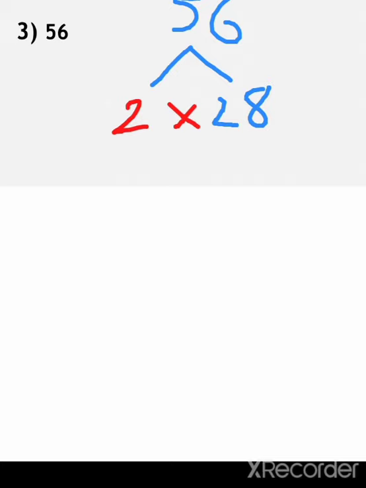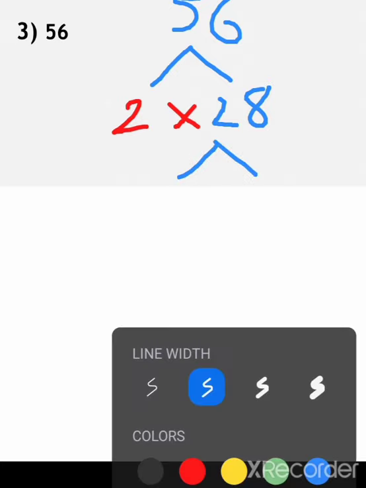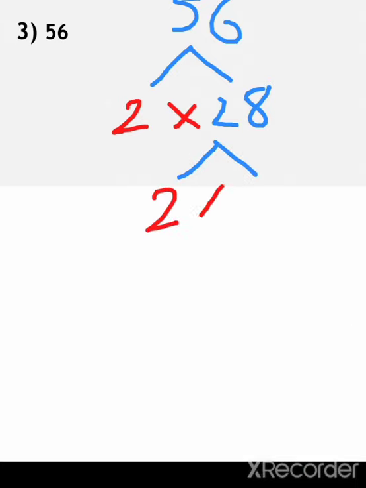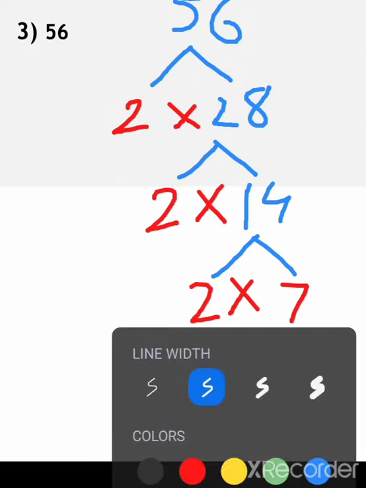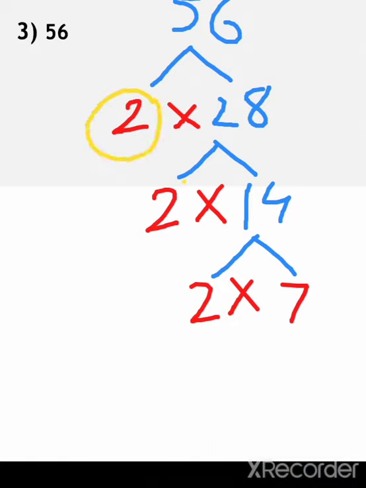Again, it's an even number, so by 2 I'll divide. I will get 2 ones are 2, 2 fours are 8. Again 14 is an even number, so I'll divide by 2. I will get 2 sevens are 14. Now what are the prime numbers I have got here? 2, 2, 2 and 7.